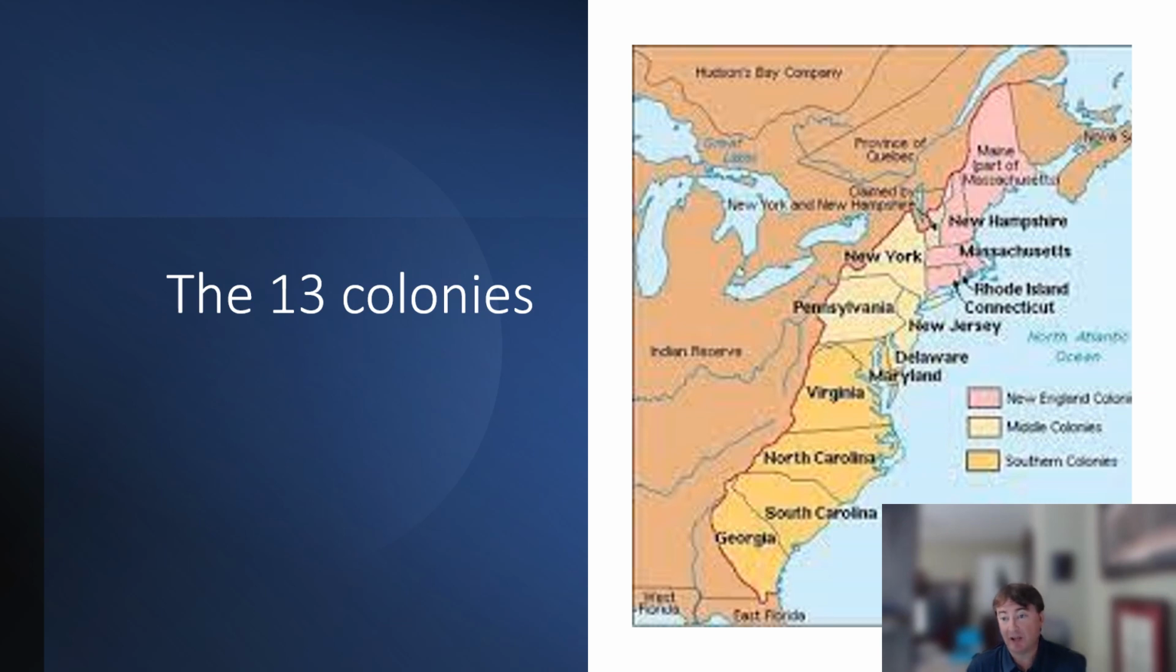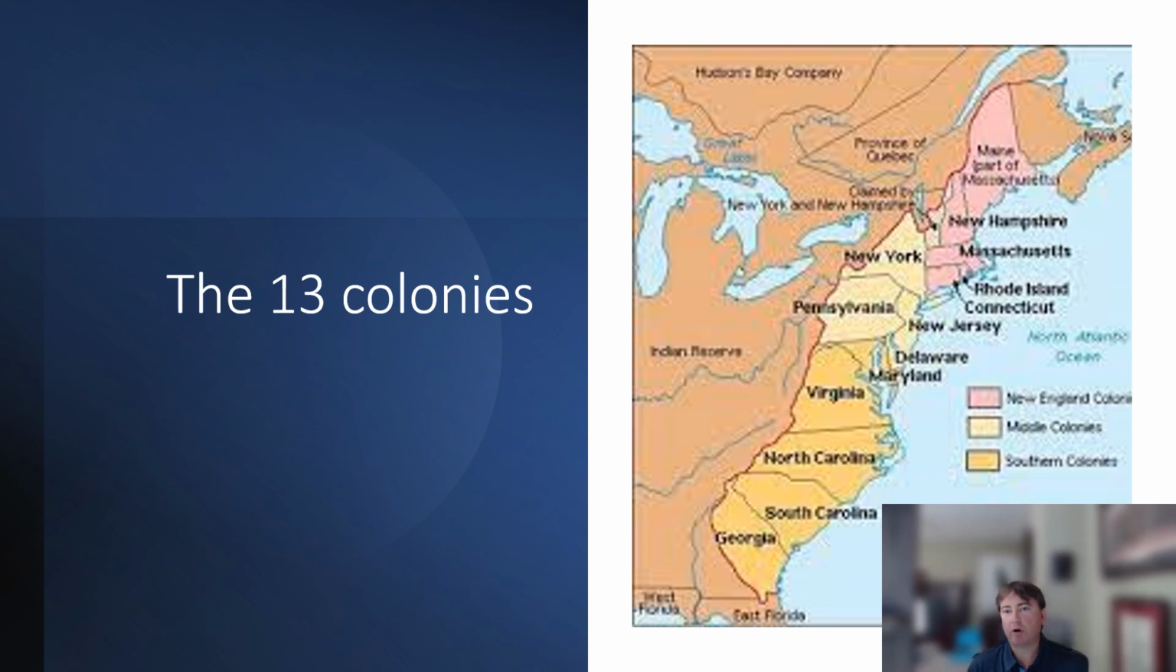We have the New England colonies, which are up at the very top there in the pink. That would be New Hampshire, Massachusetts, Rhode Island, and Connecticut. Then we've got the middle colonies, New York, Pennsylvania, New Jersey, Delaware. And then we've got the southern colonies, Maryland, Virginia, North Carolina, South Carolina, and Georgia. Now, obviously, these things have changed today. No one would consider Maryland the South today, but back then it was considered a southern colony.